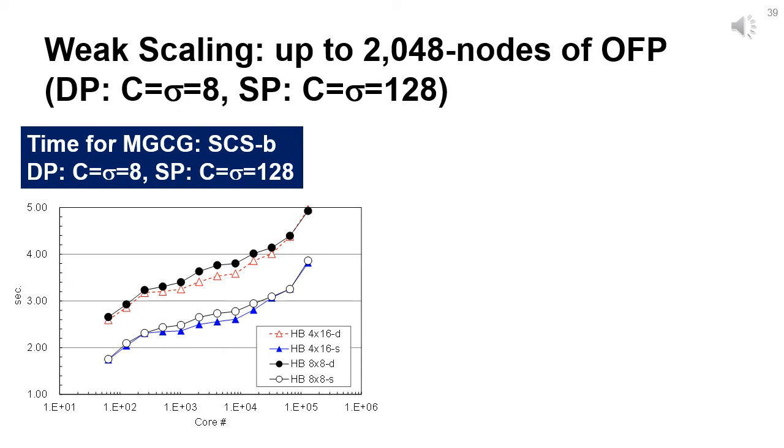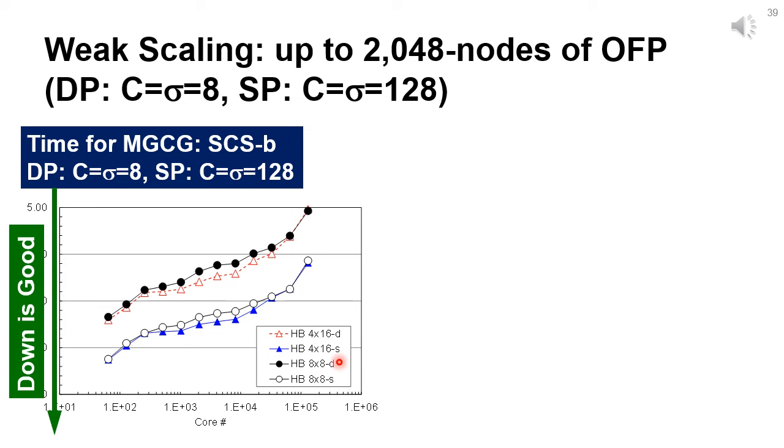This figure compares hybrid 4x16 and hybrid 8x8 for SCSB with double precision and with single precision. Generally speaking, hybrid 4x16 is faster than hybrid 8x8, but performance is similar at 1024 and 2048 nodes. This is because of the cost of the coarse grid solver with a larger number of nodes.